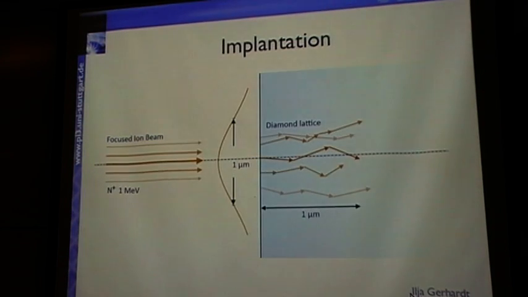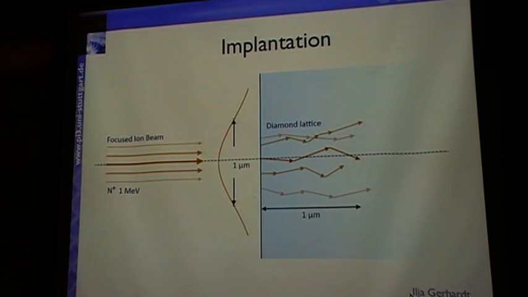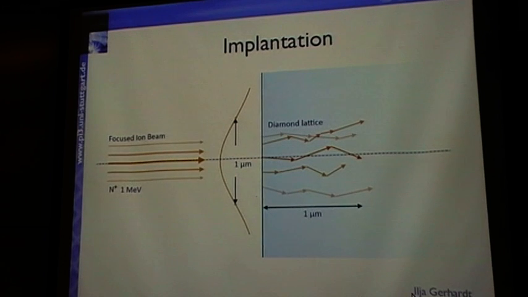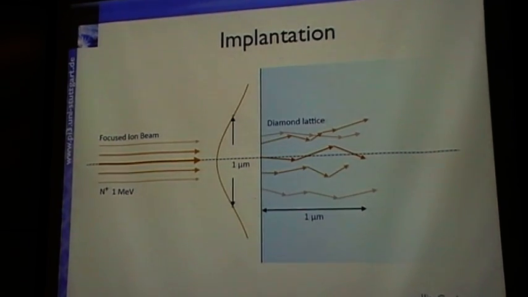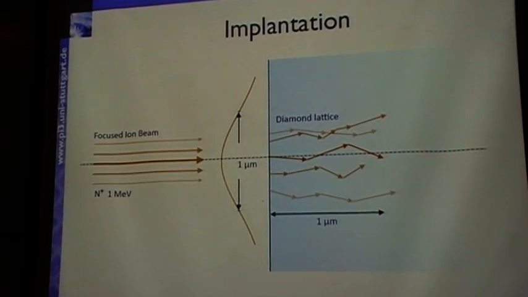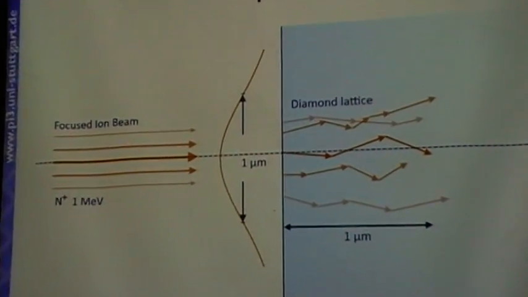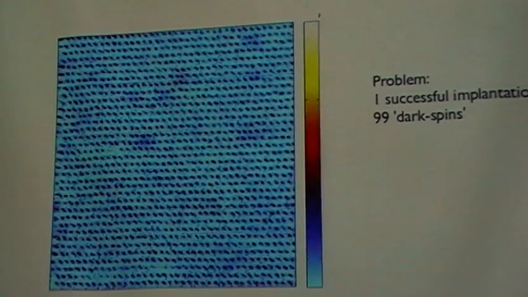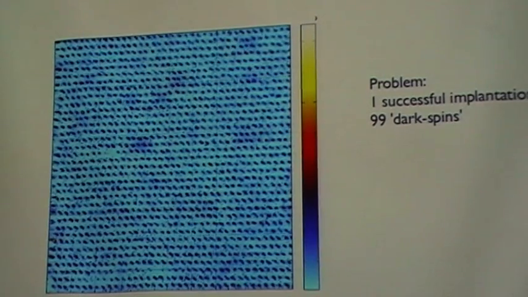So for this implantation, this is the normal way you have it. You have a kind of focused ion beam of N plus here, and this goes into the diamond lattice and scatters all around. So we do not know exactly where this goes. And the really crucial point is that we have a success rate of 1%.